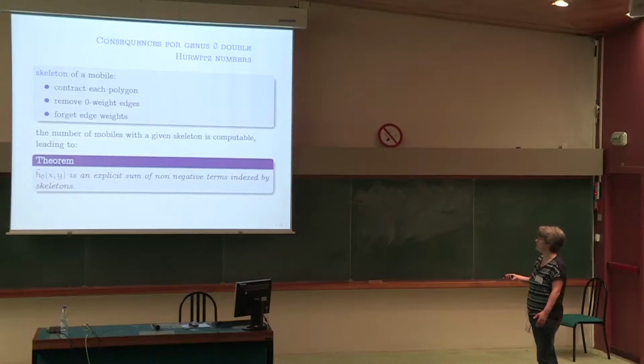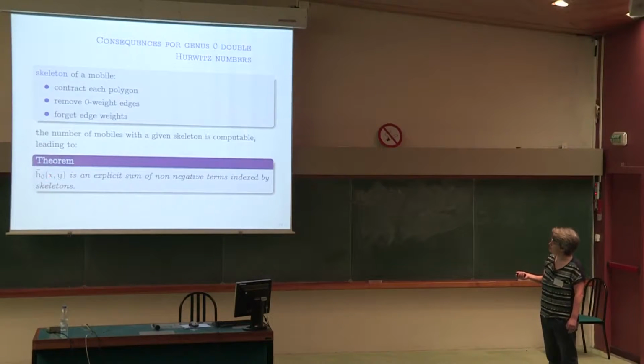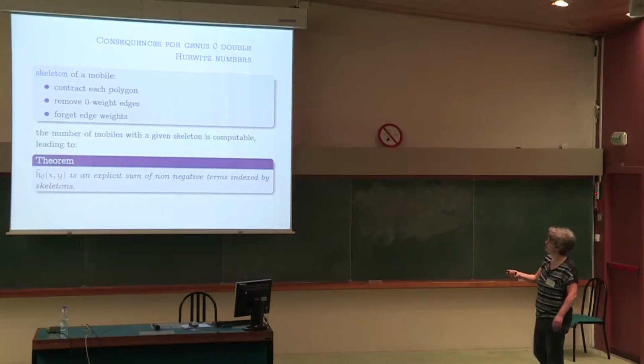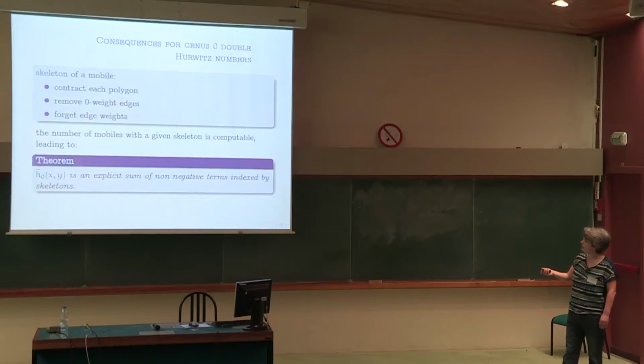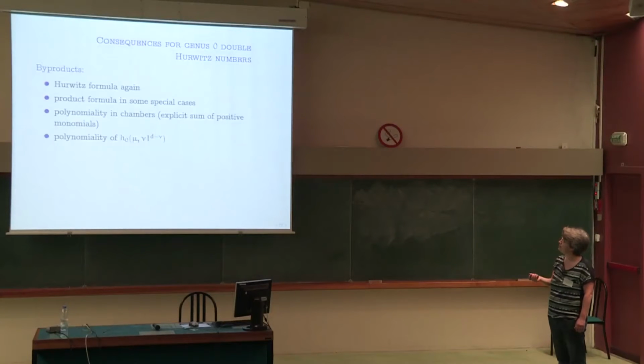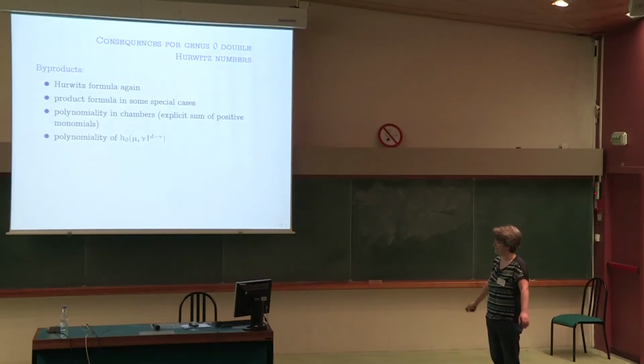And we obtain this theorem that says that, well, I don't have mu and nu here because I allow compositions instead of partitions. Well, we obtain that the number of these are given as an explicit sum indexed by this skeleton, and it gives, in particular, many polynomiality results that I wanted to talk about. Thank you.